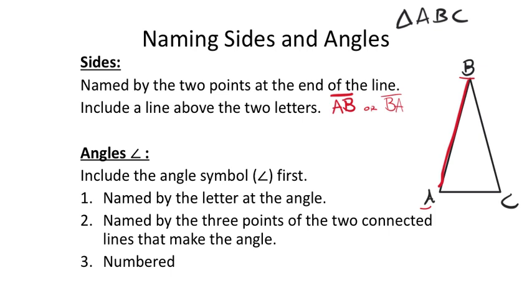Now you have 2 other sides, right? You got BC or CB, and then you got CA or AC side lengths as well. Well, this is how you would name a side length of a triangle.